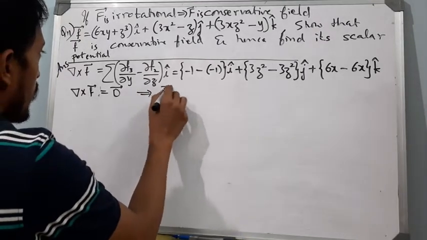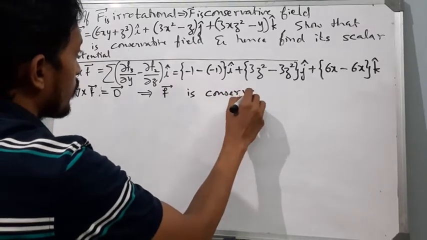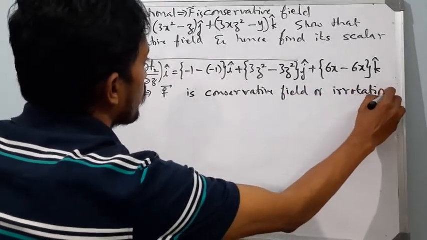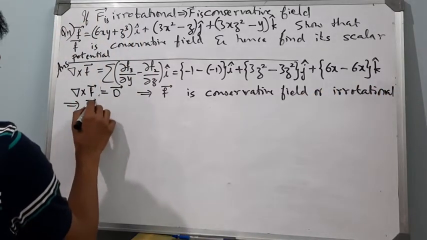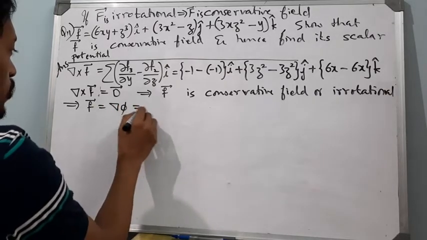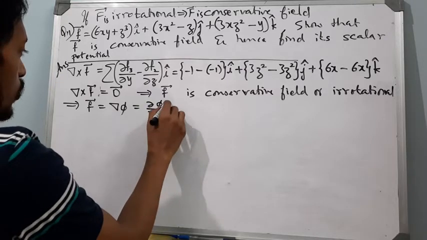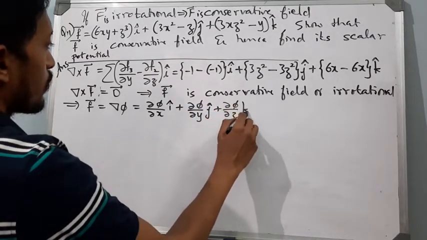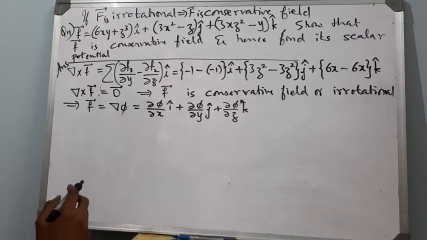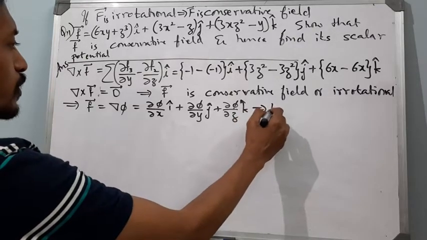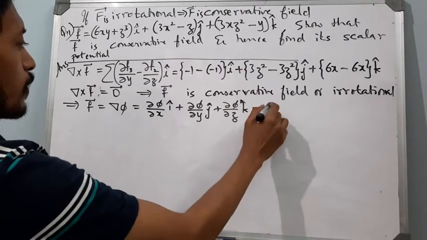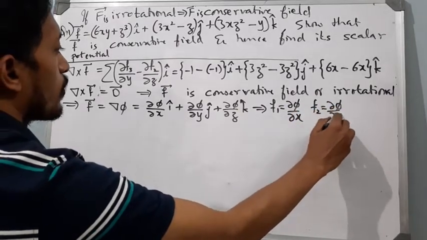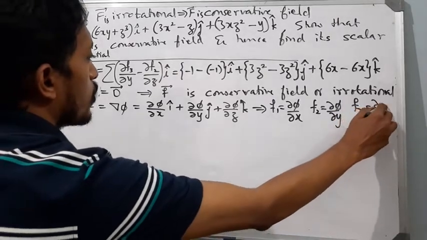This implies F is a conservative field, or irrotational. This implies F can be written as grad phi. So by definition, grad phi is dou phi by dou x i cap, dou phi by dou y j cap, plus dou phi by dou z k cap. This implies F1 is dou phi by dou x, F2 is dou phi by dou y, and F3 is dou phi by dou z.